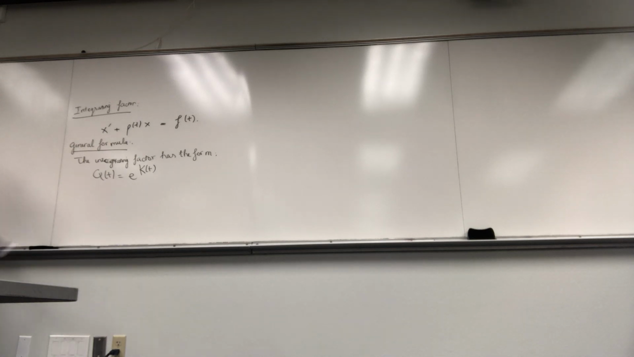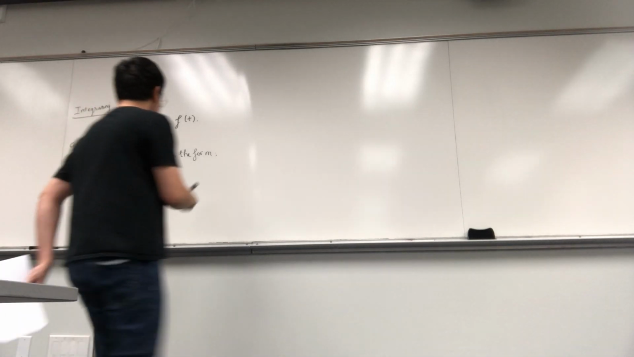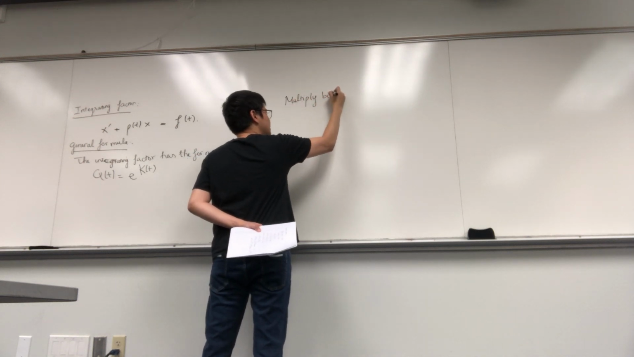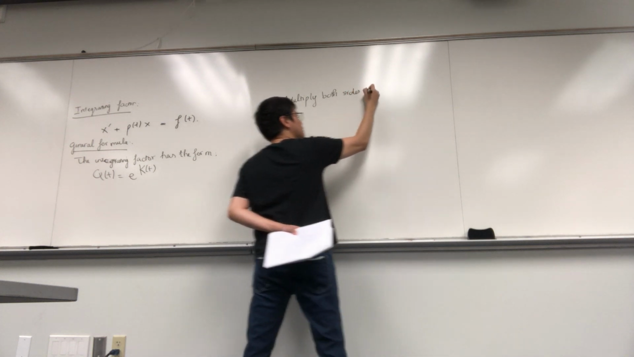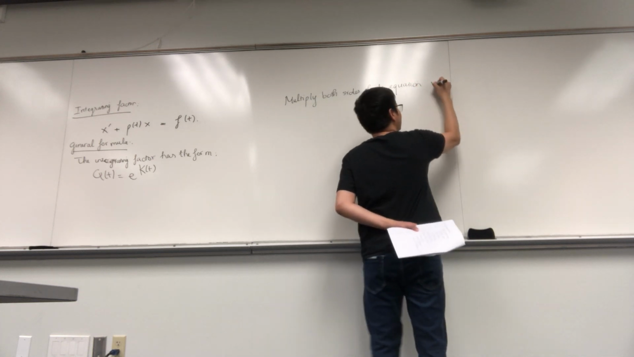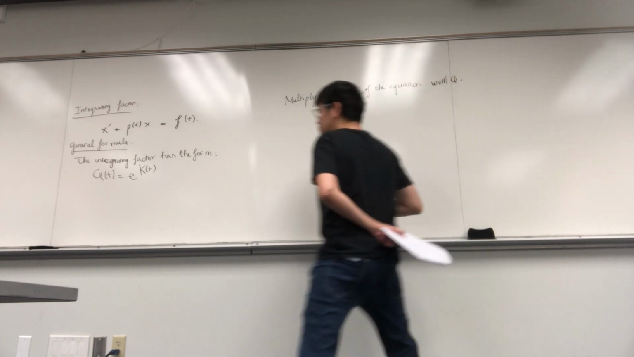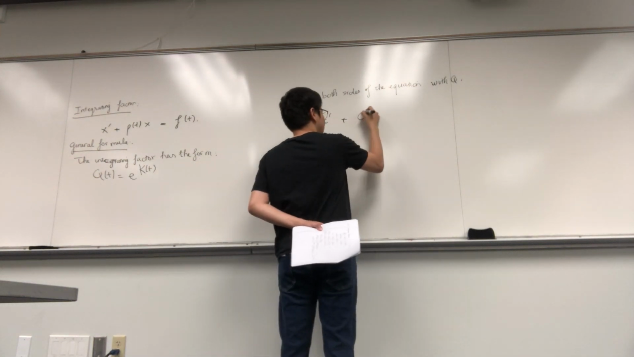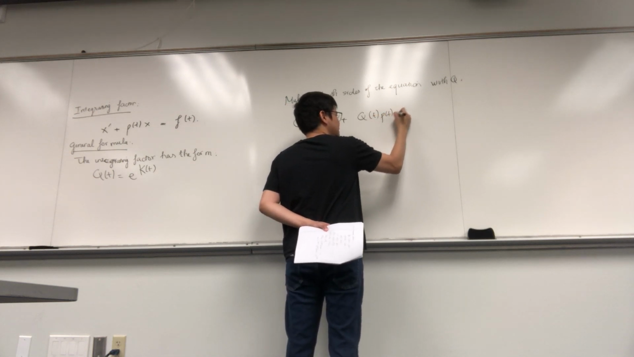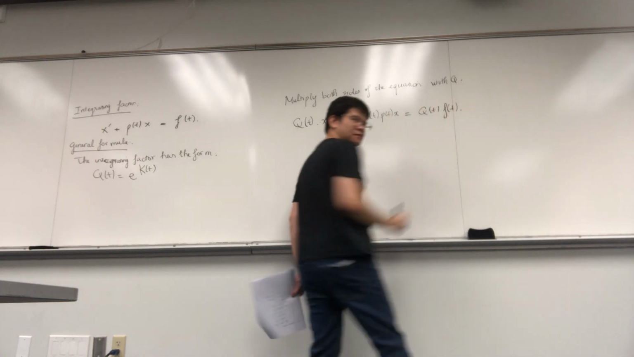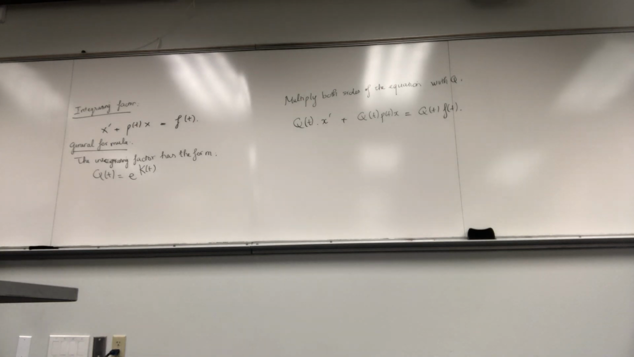So we're going to have an integrating factor of this form, and then we multiply both sides of the equation with q. So you're going to have q(t) x prime plus q(t) p(t) x, and this is equal to q(t) f(t). This is how we get a general formula for the integrating factor.